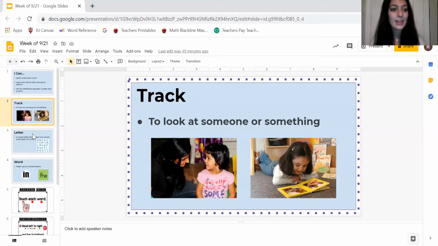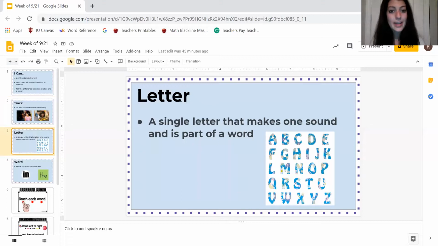Awesome. Let's look at our next word, scholars. Our next word is letter. A letter is a single letter that makes one sound and is part of a word. So the letters that we know are part of our alphabet. The A, B, C, D, E, F, G's, those are our letters, scholars. All right, so a letter is a single letter that makes one sound and is part of a word.